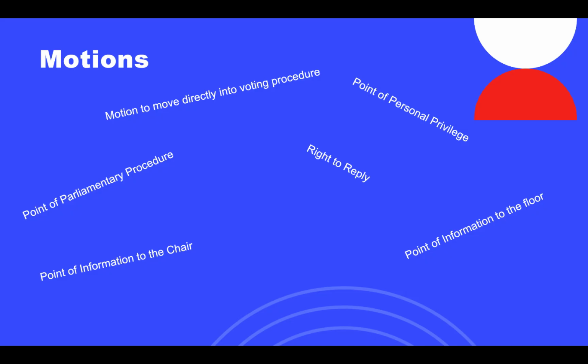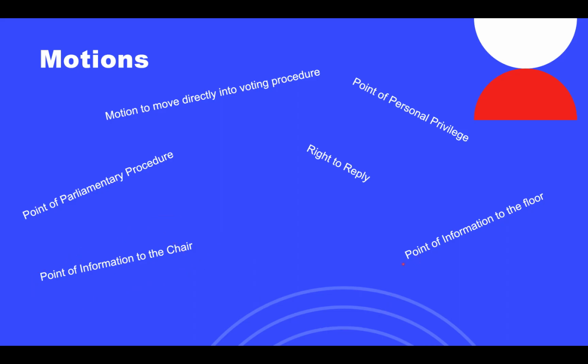The main one, I suppose, is the point of information to the floor and the point of information to the chair, which are actually quite vague, I suppose, in what they're defined as in kind of what people do in MUN. Point of information to the floor is usually about a factual error.